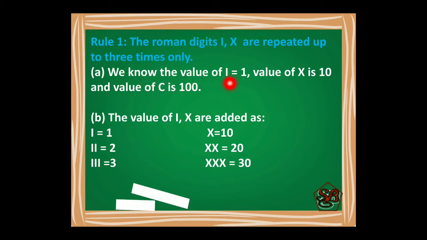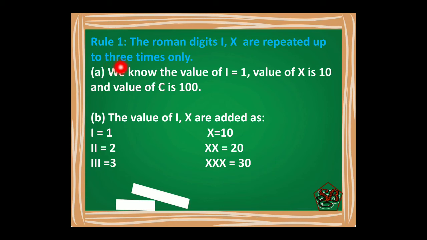We know that the value of I is 1 and the value of X is 10. So when we combine them, 1 I means 1, 2 I's, that is 1 plus 1, will give us 2, 3 I's, 1 plus 1 plus 1, that is 3. Similarly, X is for 10. So if we write 2 times X, that will make 10 plus 10, 20. And if we write 3 times X, that will make 10 plus 10 plus 10, that is 30.